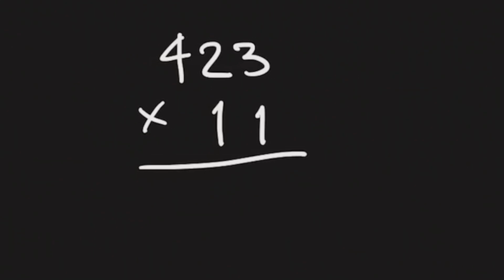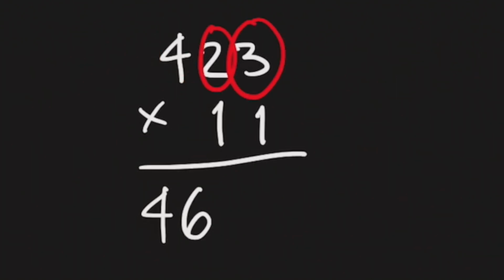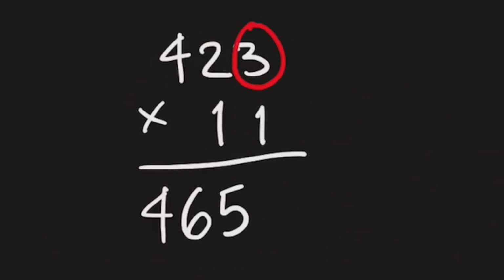So first, we have to put the number 4 as the first number of the answer. The next step is that we will sum up each successive number of the multiplicand. So 4 plus 2 gives us 6, and 2 plus 3 gives us 5. And the last step is to put the last number of 3 on the right-hand number of the answer. Therefore, the answer will be 4,653.